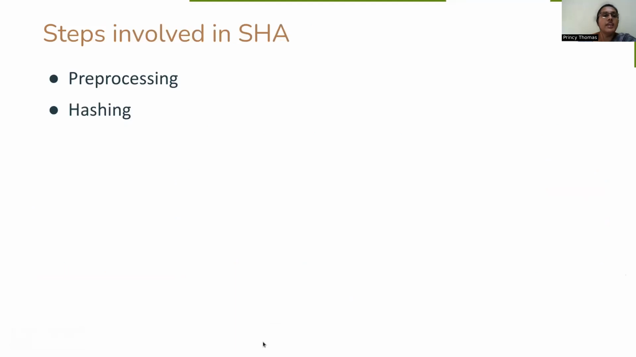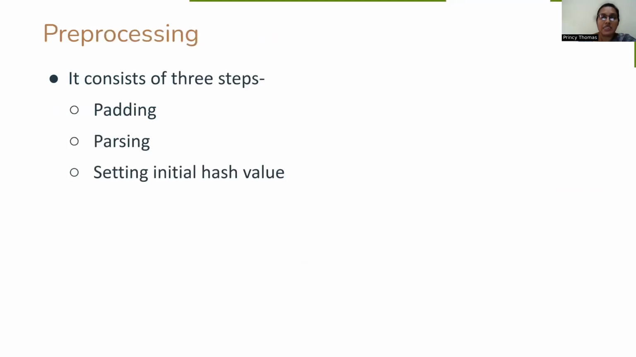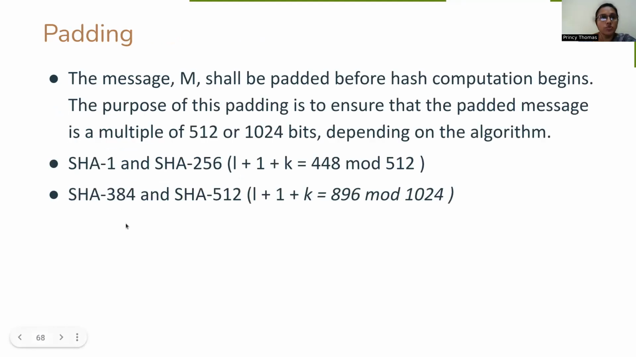Okay, now we're going to look at the actual steps. There are two steps involved in the SHA hash algorithm, a pre-processing step and an actual hashing step. So we're going to look at the pre-processing. Three steps are there. 1, padding. 2, parsing. And 3 is setting initial hash values. We're going to look at each of these. After these 3 things are done, then the actual hashing is going to be done.